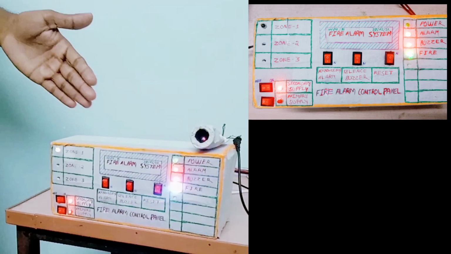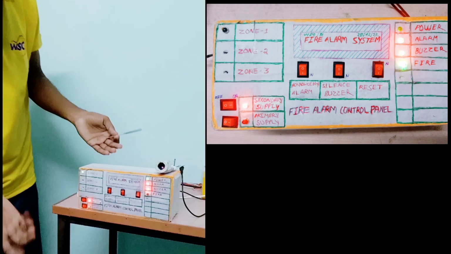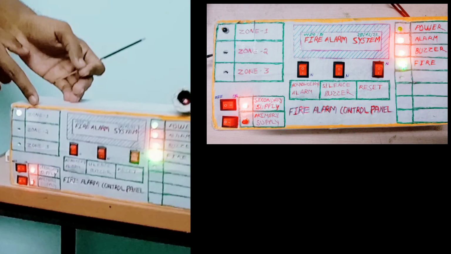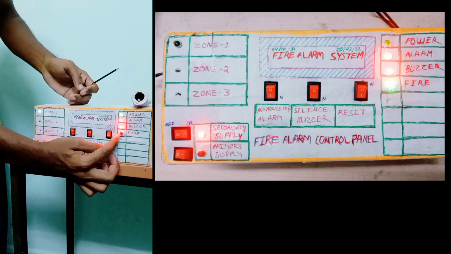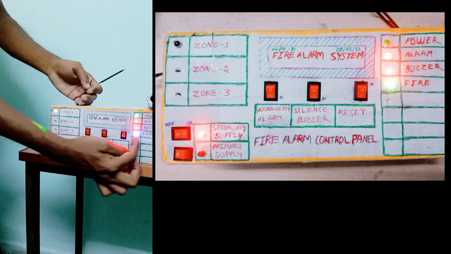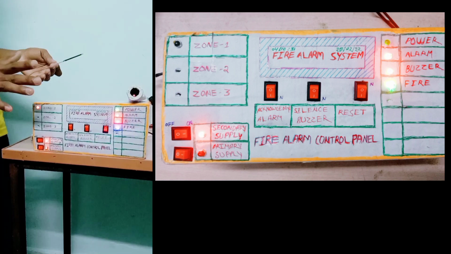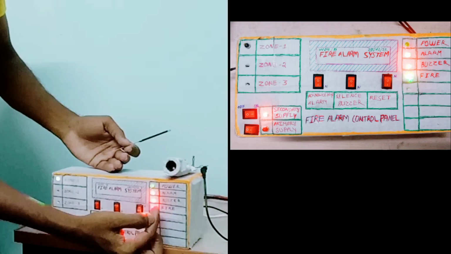Now you see that we are giving smoke, then we activate it, and it shows fire. It is using one zone, so the one zone is glowing, and the fire is indicated. The lights are blinking, and this is showing the fire. When any detector is activated, it gives the fire indication. Here is one fire, and the buzzer is sounding.